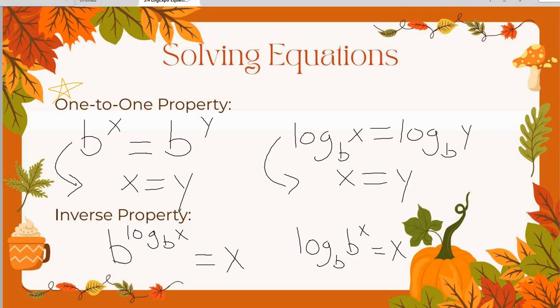So just like sometimes we'll take the square root of both sides because we know that squares and square roots are inverses of one another, we're going to take logs or exponents of both sides because we know that those are inverses of one another. So far, so good? Okay.